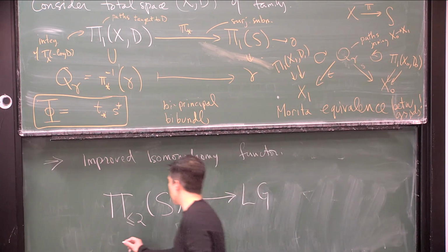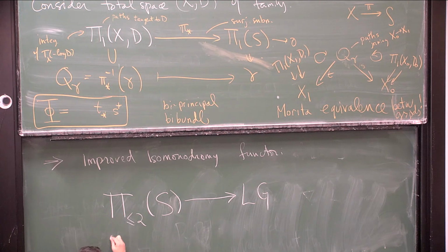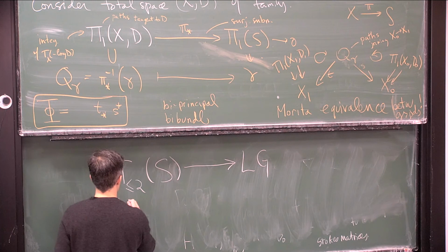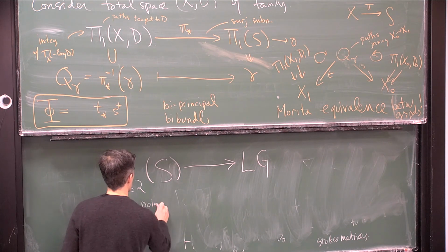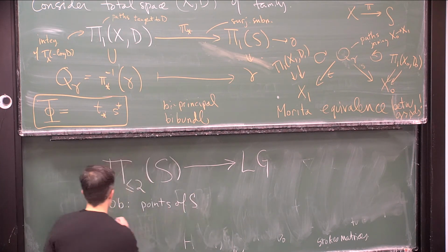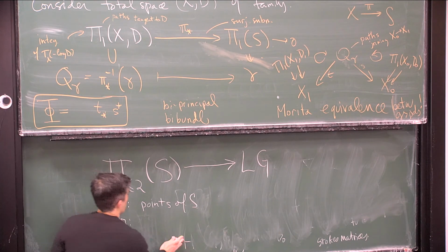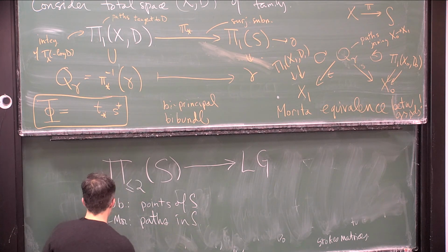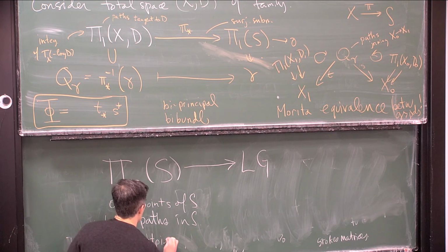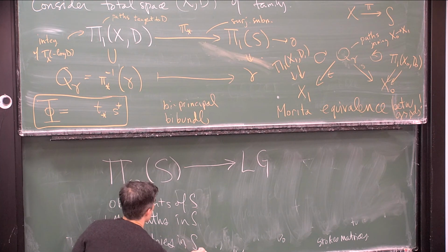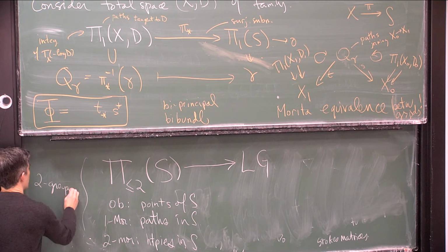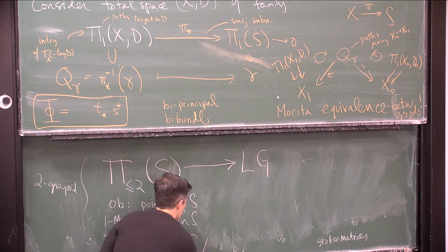So this has objects which are points of S, the base. This has one morphisms, which are paths in S, and it has two morphisms, which are homotopies in S. And it's what's called a two-groupoid. Homotopies in S up to equivalence.